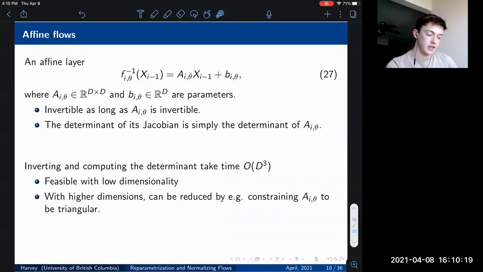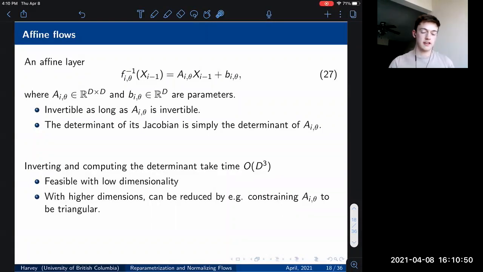So we have to be slightly careful here because we need this weight matrix to be invertible, if we want the transformation as a whole to be invertible. But if it is invertible, then we can also work out its determinant. Sorry, the Jacobian is the weight matrix, and so the determinant is the determinant of the weight matrix.